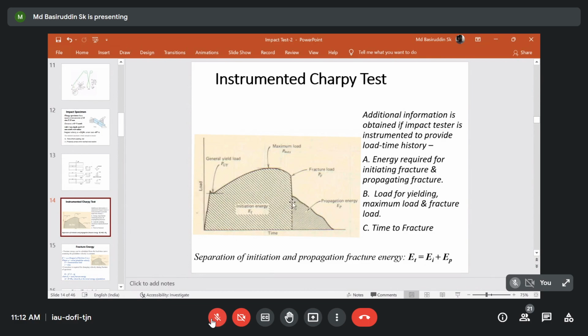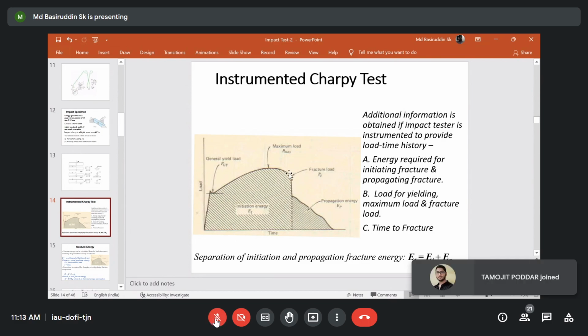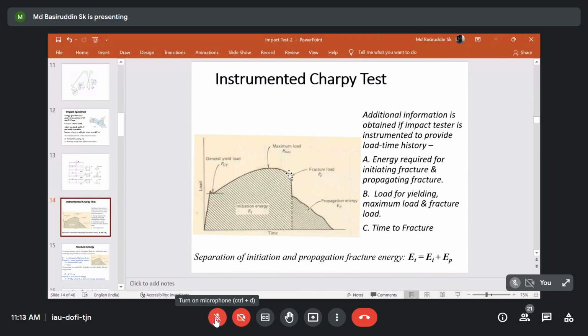A very small amount of propagation energy contributes to the Charpy impact energy. The proportion of this initiation energy and propagation energy will vary depending on the temperature, and that will finally lead to the final energy absorption capacity of the material. So when it reaches the fracture load condition, the critical crack length of this specimen will be achieved, and that critical crack length will lead to sudden failure, or sudden fracture, of the material.